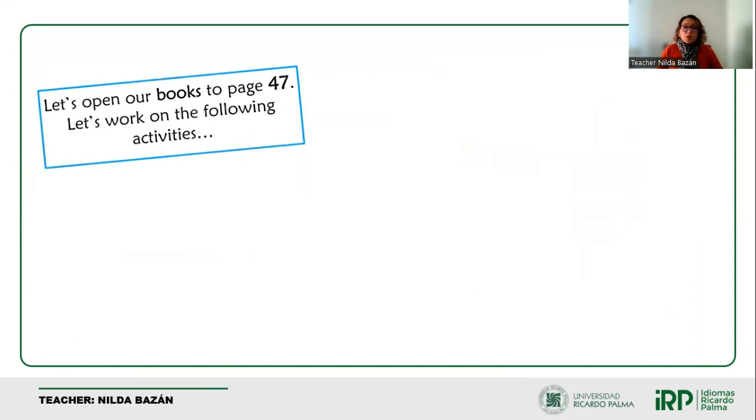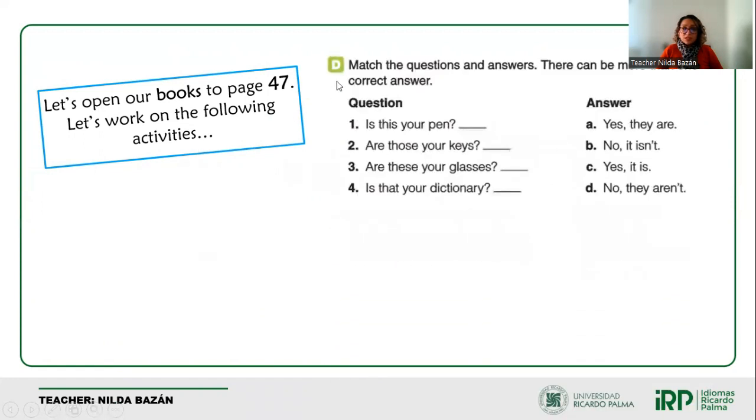We are going to open our books to page 47. And we are going to work on the following activities together, okay? Let us start with activity D. It says, match the questions and answers. There can be more than one correct answer, okay? So we have questions and also we have answers. Let's have a look at the first one as an example, and then I'm going to give you some time for you to do this activity, okay?